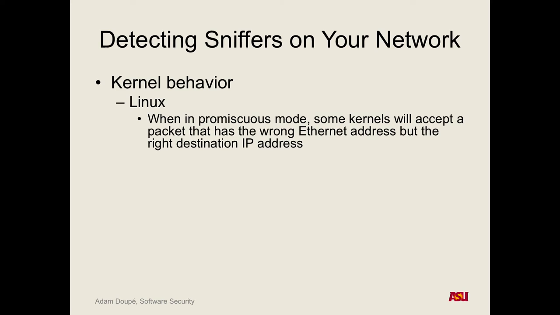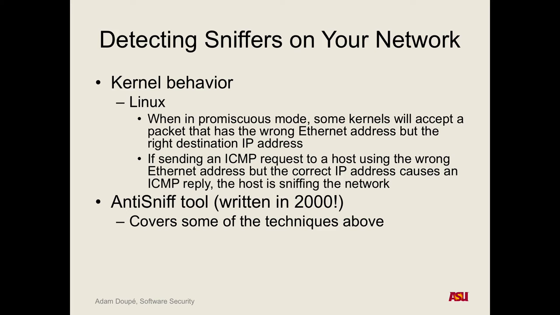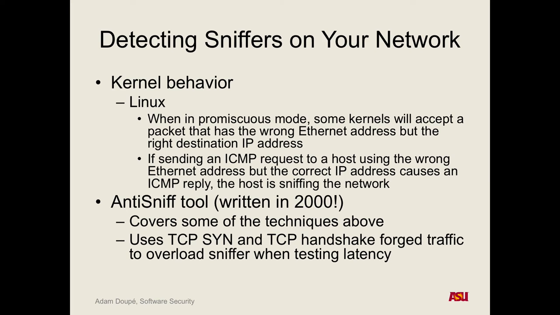So the idea is the TCP/IP whole networking stack, right, changes subtly its behavior if it's in promiscuous mode or not. And so from the outside, if you know those changes, you can make these kind of detections from the outside. So the idea was send an ICMP ping request to them with the wrong Ethernet address, but the correct IP address. And if you get a response back, that means that they're sniffing. There's a tool that covers some of these that you can look at. It's pretty old.